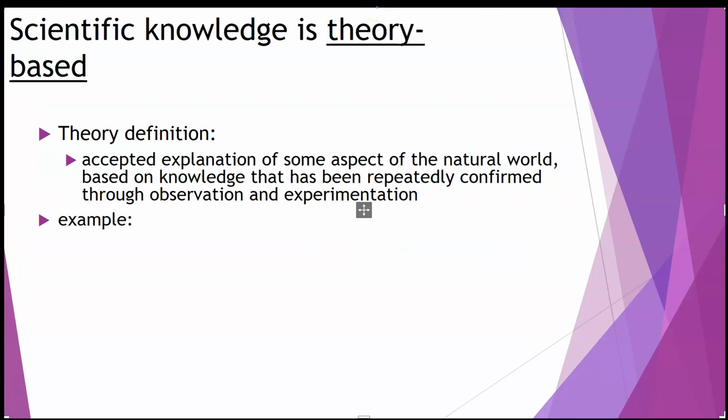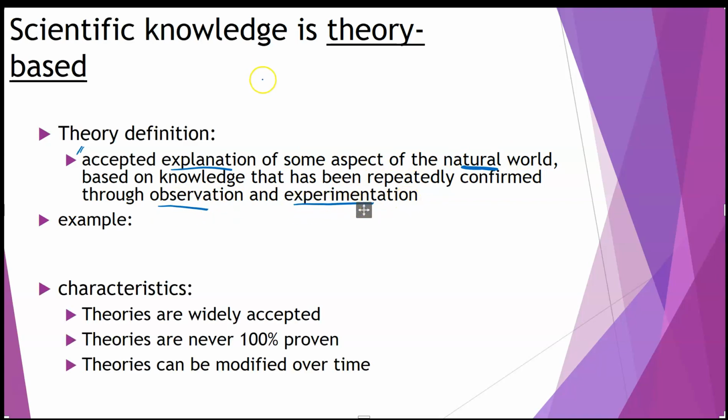So scientific knowledge is theory-based. A theory is going to be some type of accepted explanation of the world. And it's usually based on repeated observation and repeated experimentation. So think of a theory you may have heard of. Maybe it's the Big Bang Theory. Maybe it's the theory of evolution. I think there's an atomic theory. All these different aspects are going to be different theories you've heard of.